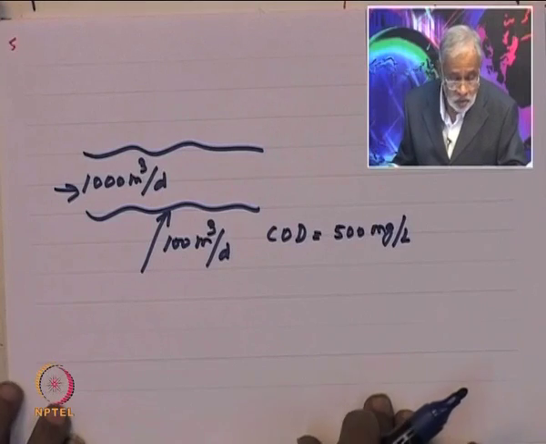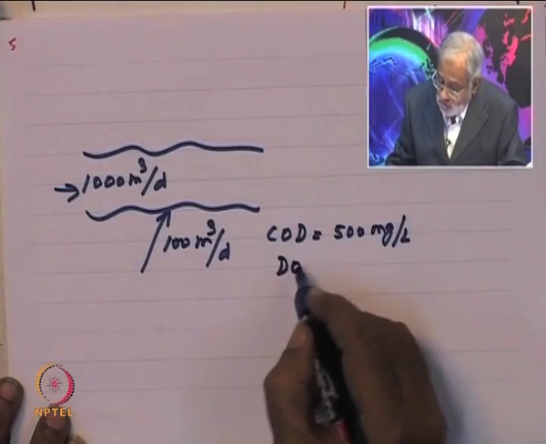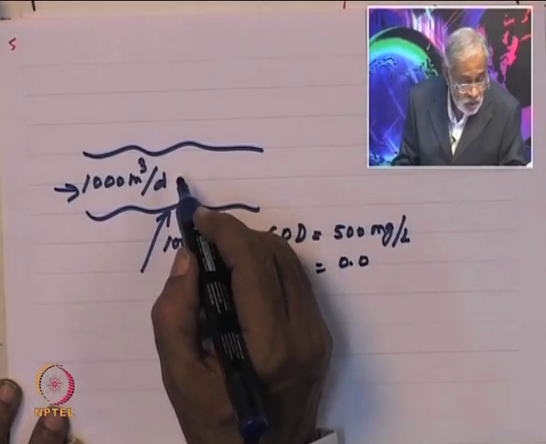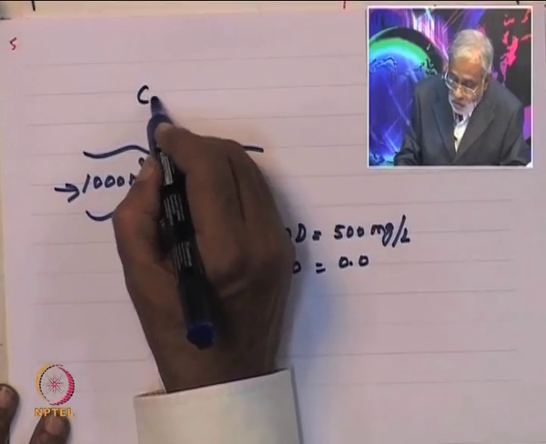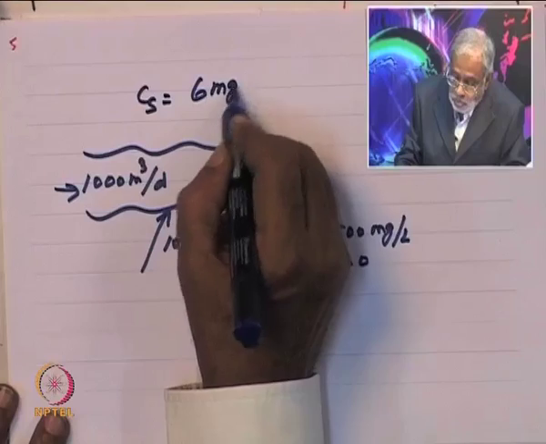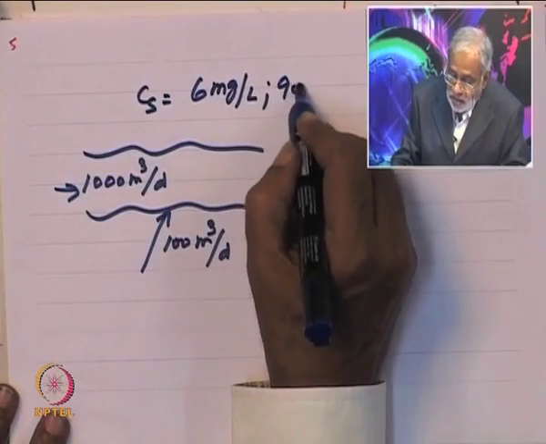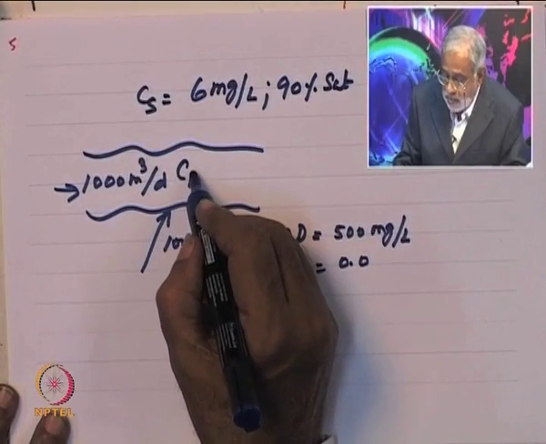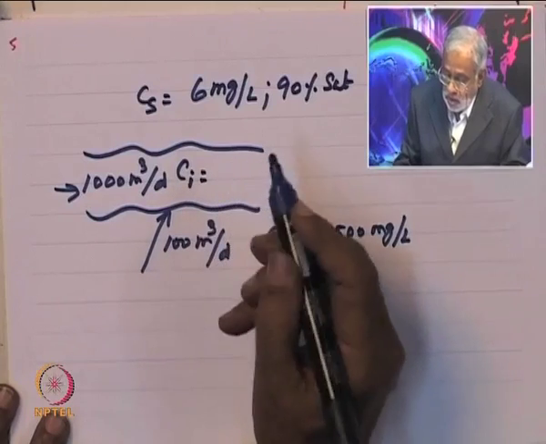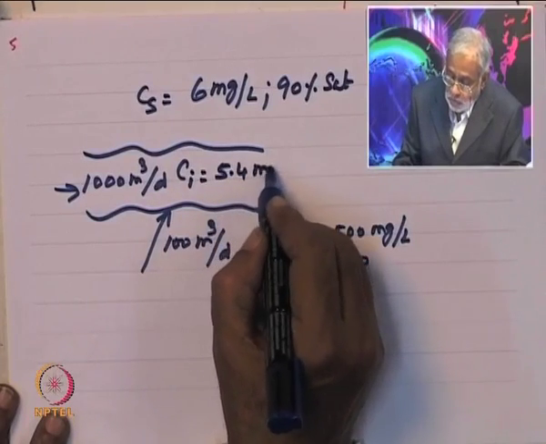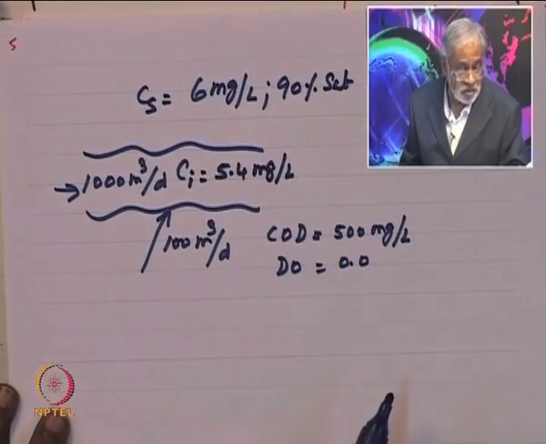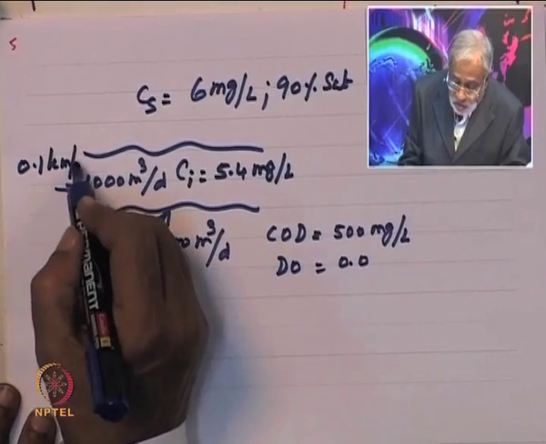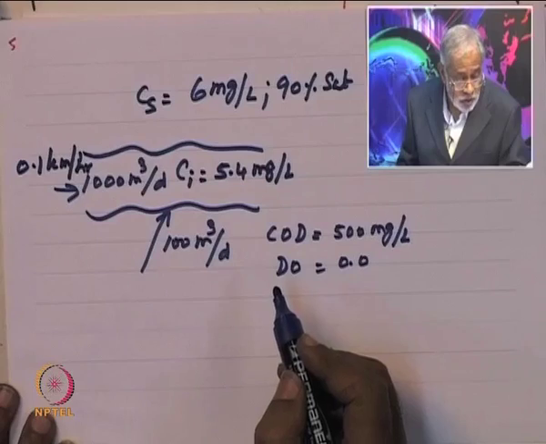Okay. Now, it is coming with DO or oxygen as nil, that means there is no oxygen in this water. Okay. And while the river, the oxygen is coming in at, its oxygen solubility is given as 6 milligrams per liter, it is 90% saturated. 90% saturation. So, here C equals 5.4 milligrams per liter. Okay. Is that clear? So, river velocity is 0.1, it is not flowing fast, velocity is low, 0.1.